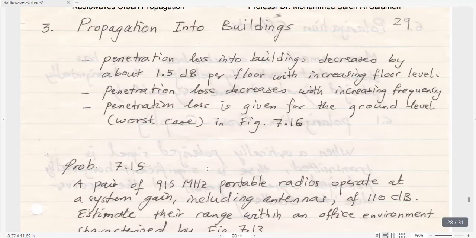Propagation into buildings. This means the penetration loss when the wave penetrates the outer walls of the building. Penetration loss into a building decreases by about 1.5 dB per floor with increasing floor level. This means that the ground floor has higher loss, the first floor lower loss, and the higher floors have lower losses.